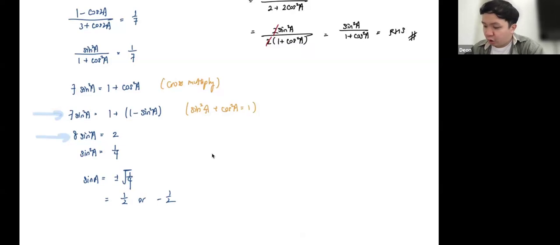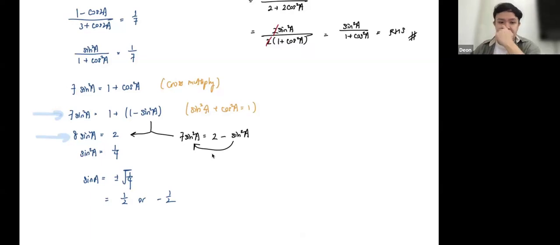Okay, so to help our friend, I'm just going to expand first. So this one is 7 sine square A is 2 minus sine square A. I just expand the bracket, then I bring the sine square A over to the right. I bring this over to this side. That's how I get it. Maybe I can simplify this better for you, is 1 plus 1 minus. I just open the bracket, basically.